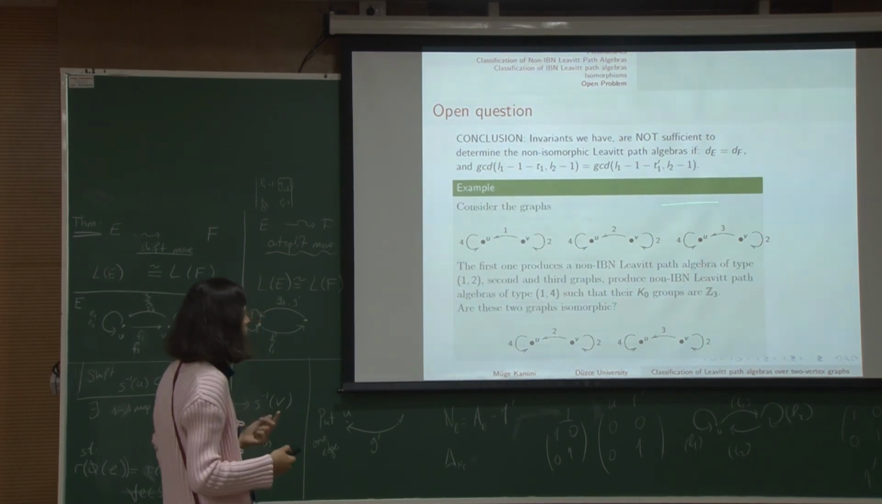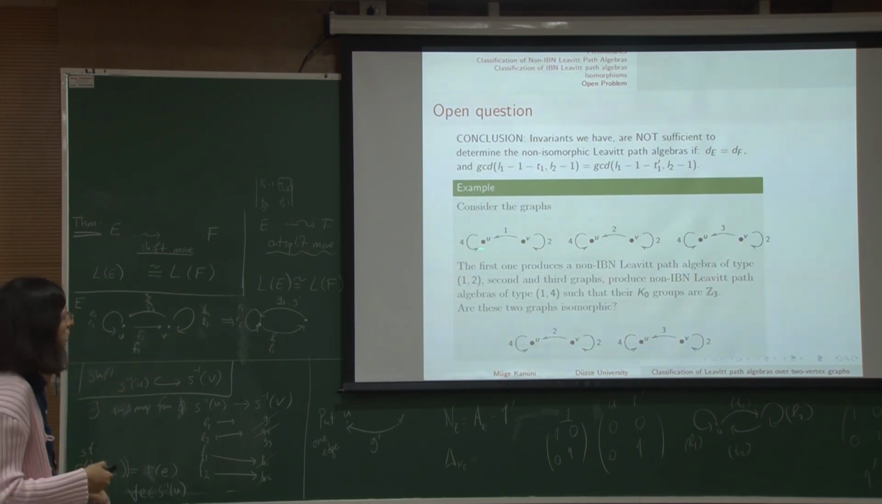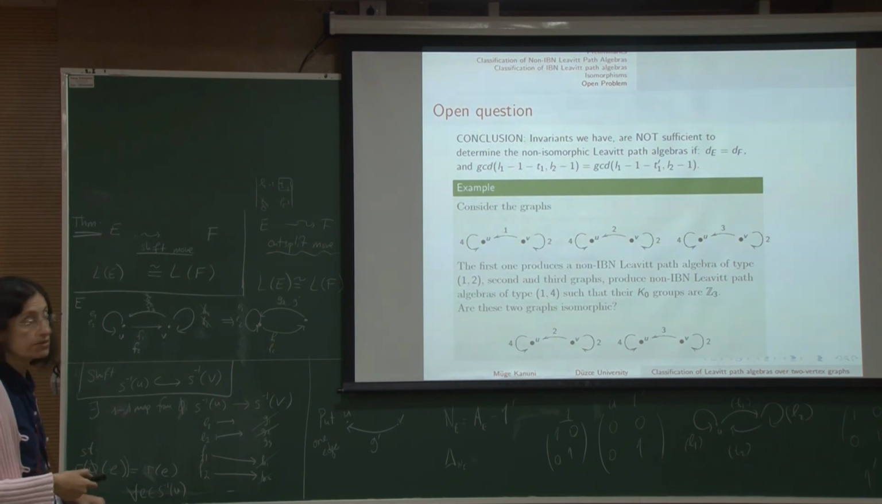I put an open problem as this. This is the smallest example you can build. If you consider the three graphs here, recall this was determining the remainder. So if you have 4 loops here, you will go up to 1, 2, and 3. Those are the 3 graphs that you can reduce them to. The first one produces a non-IBN, type 1, 2. Second and third, they produce non-IBN, they are both of type 1 form. So I know the last two are not isomorphic.